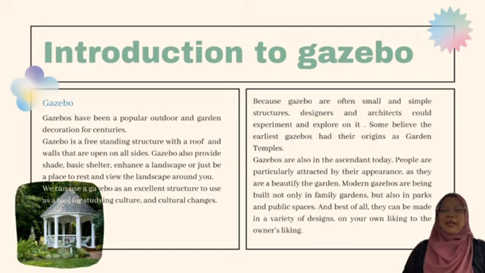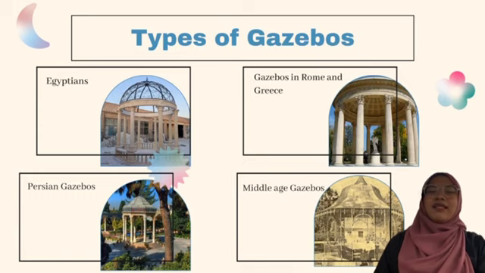People are particularly attracted by their appearance as they are a beautification of the garden. They also appreciate the wide range of uses and the ample privacy that a gazebo provides. Modern gazebos are being built not only in family gardens, but also in park and public spaces. And best of all, they can be made in a variety of design to the owner's liking.